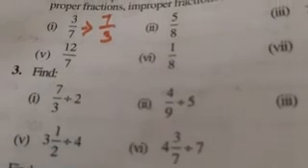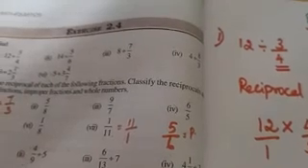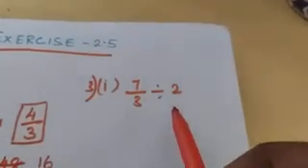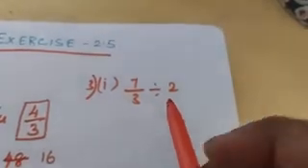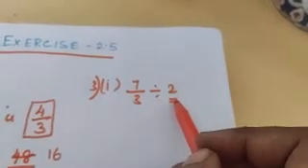And question number 3, again the same way. 7 by 3 divided by 2. So here, instead of on the left hand side, the whole number is given on the right hand side. Now how will you solve this sum? The first question is 7 by 3 divided by 2. Already I told you, whenever division is given you have to find the reciprocal. That too, for which number? The one given after the division symbol. So for this number you have to find the reciprocal.